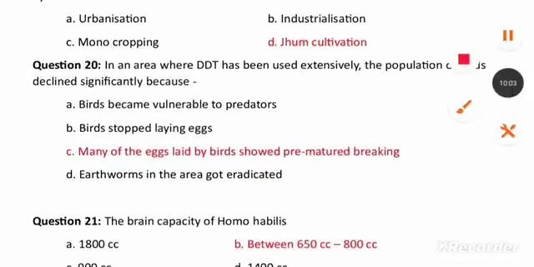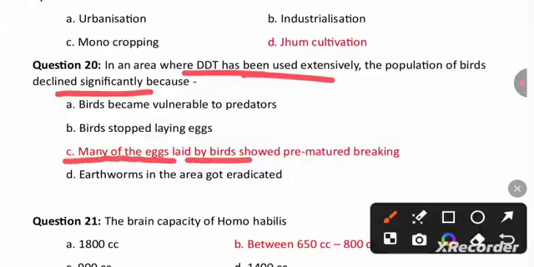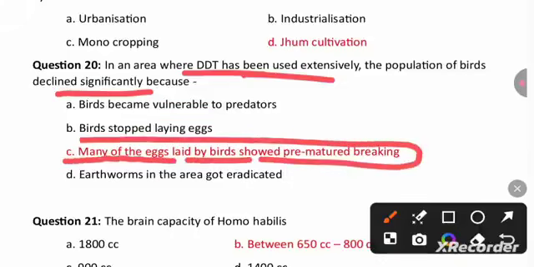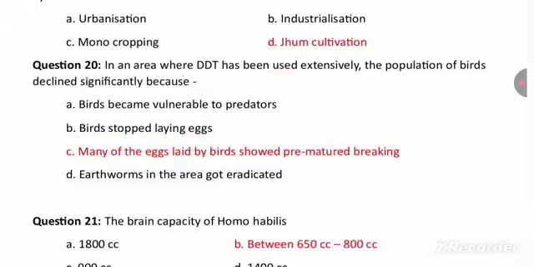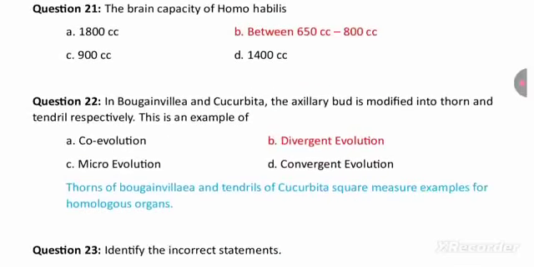In an area where DDT was used extensively, the population of birds declined significantly, because many of the eggs laid by birds showed premature breaking of the eggshell because of DDT. The brain capacity of Homo habilis, we know, is 650 to 800 cc.